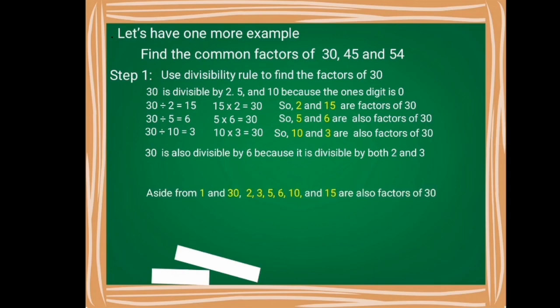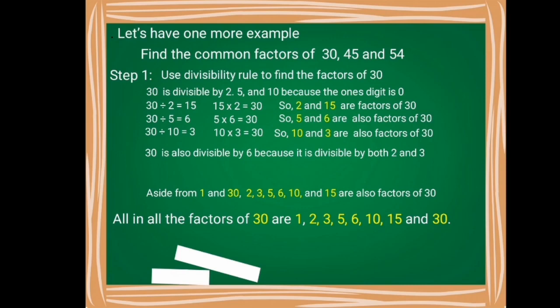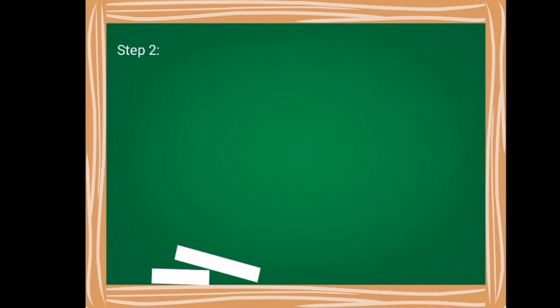So, aside from 1 and 30, 2, 3, 5, 6, 10, and 15 are also factors of 30. All in all, the factors of 30 are 1, 2, 3, 5, 6, 10, 15, and 30. Let's move now to the next step. Hanapin natin ang factors ng 45. Use divisibility rule to find the factors of 45.